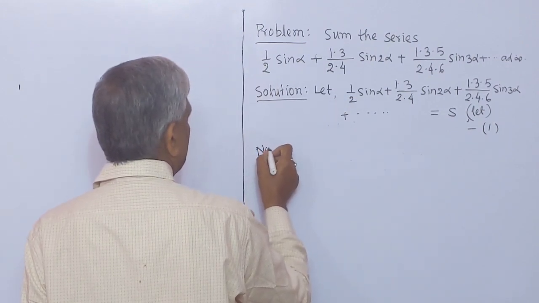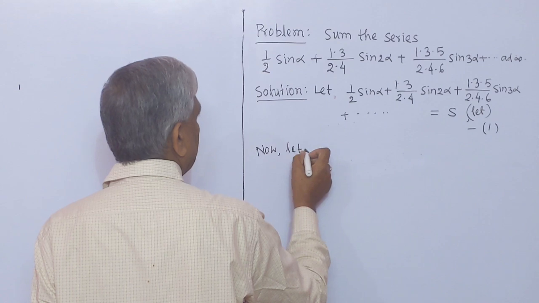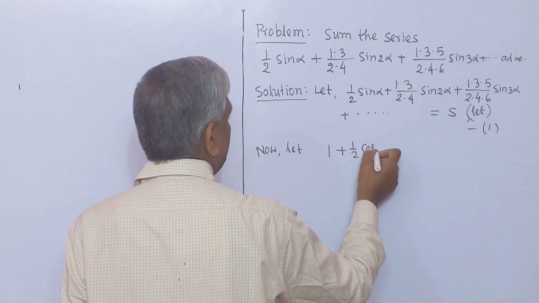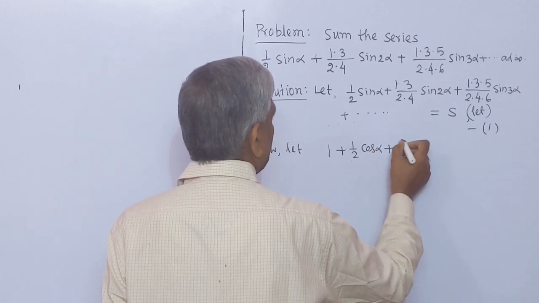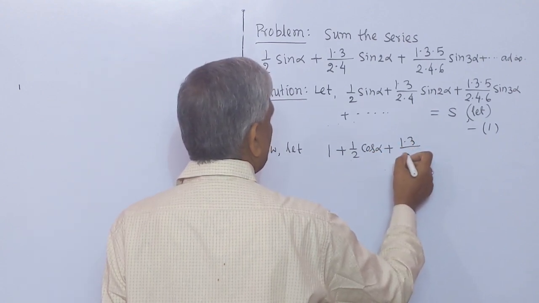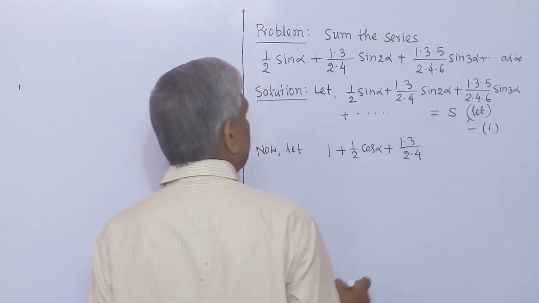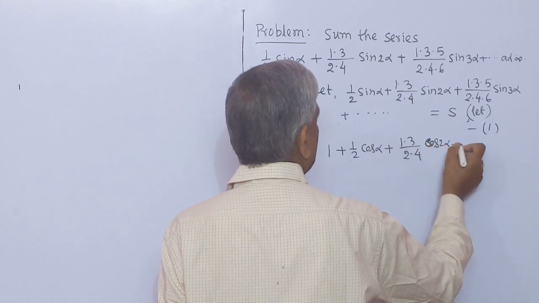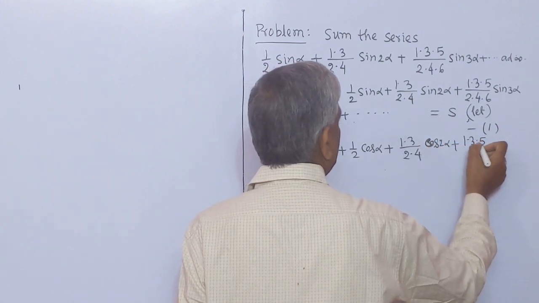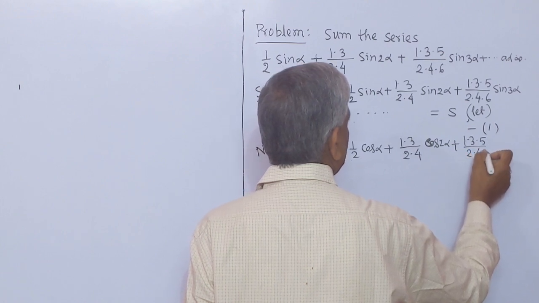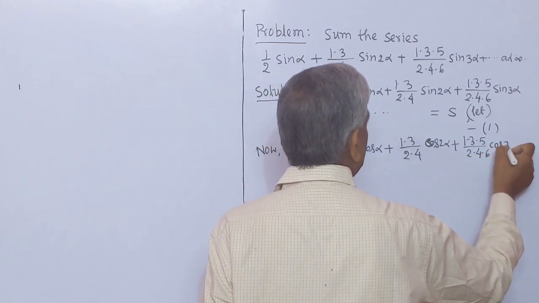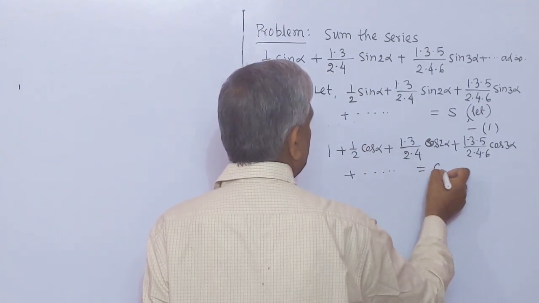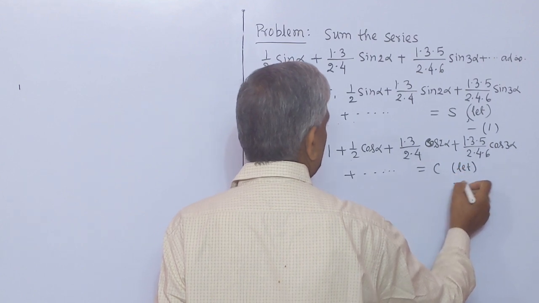Now let 1 plus half cos alpha plus 1 multiply 3 by 2 multiply 4 cos 2 alpha plus 1 multiply 3 multiply 5 by 2 multiply 4 multiply 6 cos 3 alpha plus dot dot dot. This is equal to C. This is number 2.